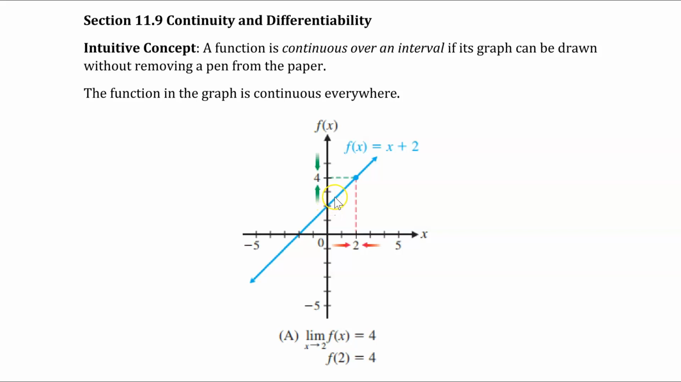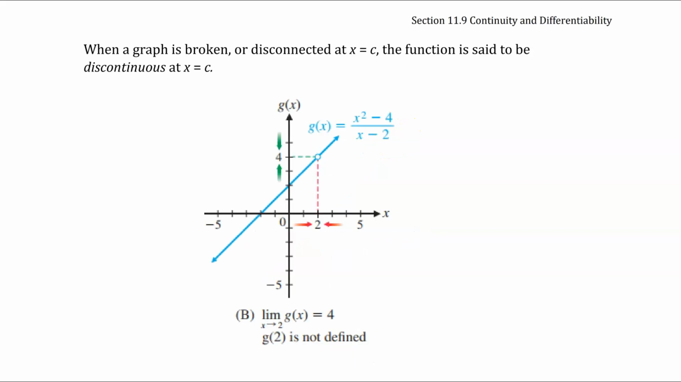As you could see, you can trace the graph of the function without removing a pen from the paper. It will just continue to go on up to infinity. On the other hand, when a graph is broken or disconnected at a particular value of x, let's say for instance in the example here, the graph is disconnected at x equals 2. This function here is said to be discontinuous at x equals 2.